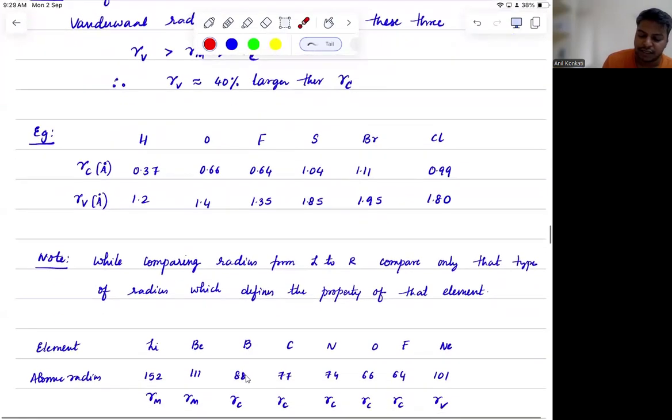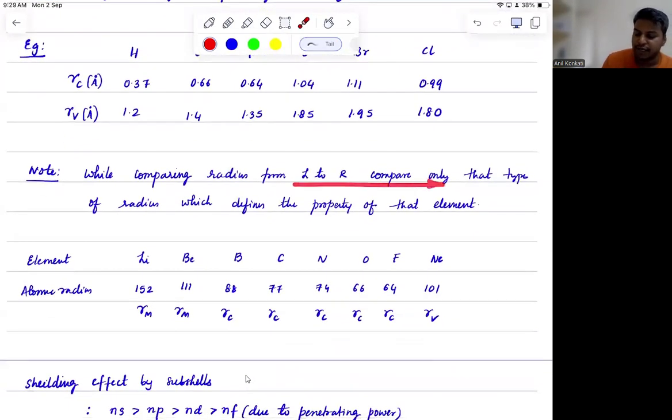You can notice that here, hydrogen has a covalent radius of 0.37, van der Waals radius of 1. Oxygen is 0.66 and the van der Waals radius is 1.4. Fluorine is 0.99 and 1.8 is the van der Waals radius.